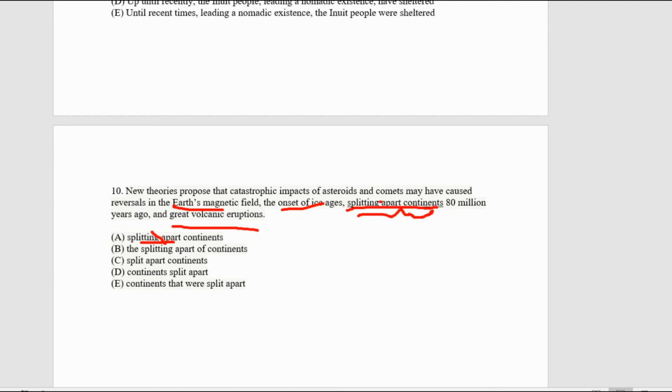So "split apart continents." They are not split by someone. They are splitting themselves. Okay, they are splitting apart continents. They are not done by someone. "Continent split apart" is weird; "continents that were split" is Verdi. That's why the only possible option is B.